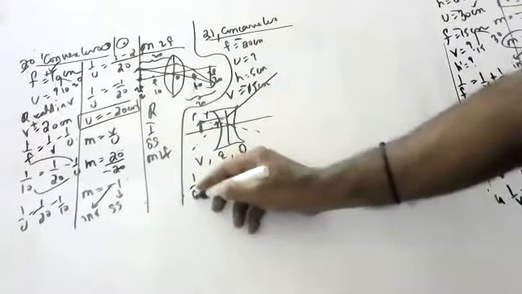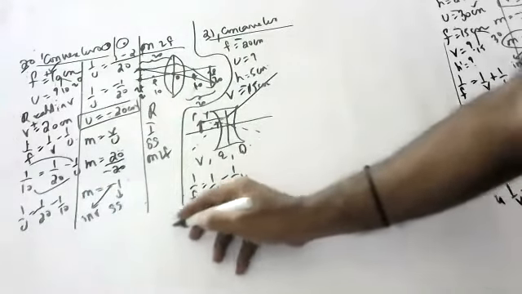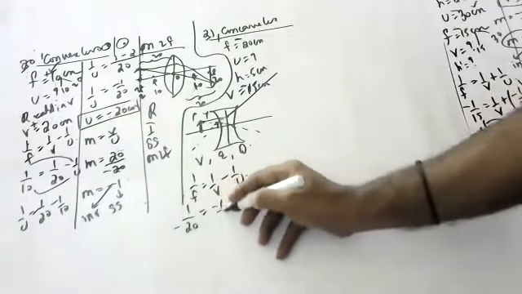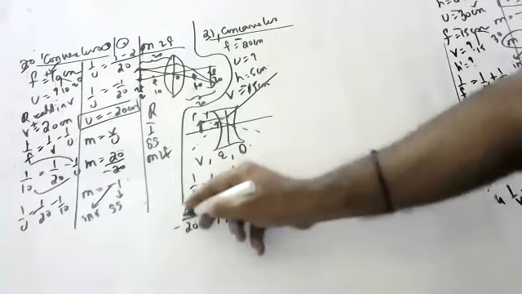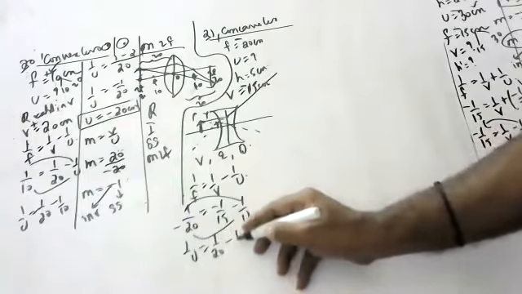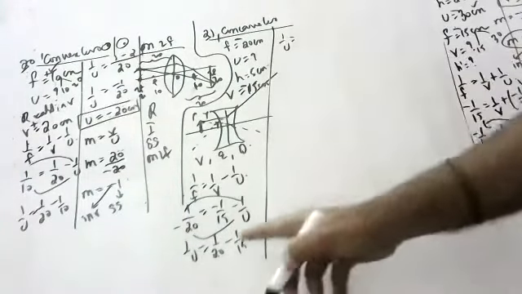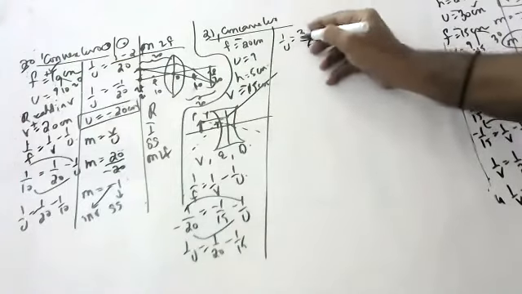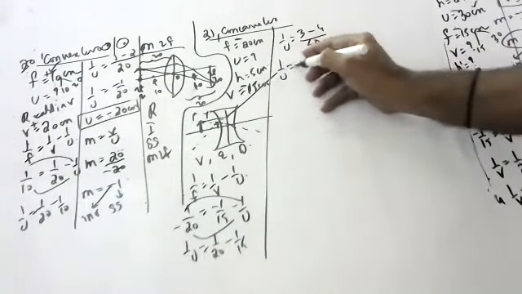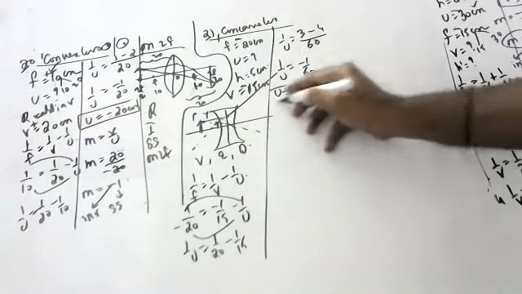So now what will you get, children? 1 by f is equal to 1 by v minus 1 by u. 1 by minus 20 is equal to minus 1 by 15 minus 1 by u. So 1 by u is equal to 1 by 20 minus 1 by 15. The LCM of 20 and 15 is 60, so 3 minus 4, 1 by u is equal to minus 1 by 60. We got u as minus 60. Is it correct or wrong?